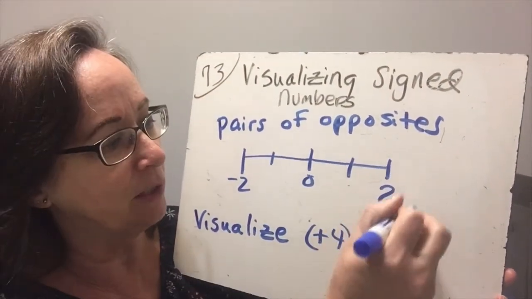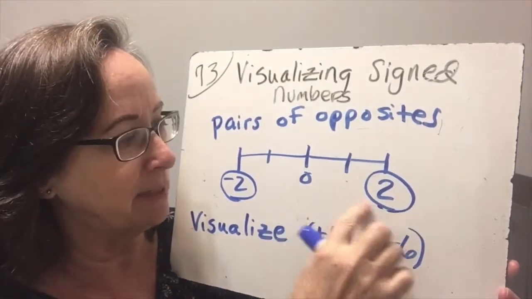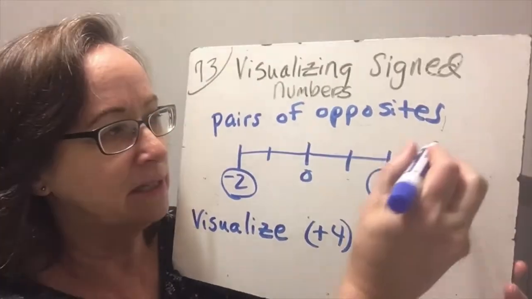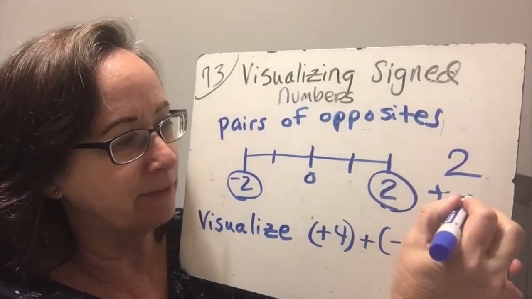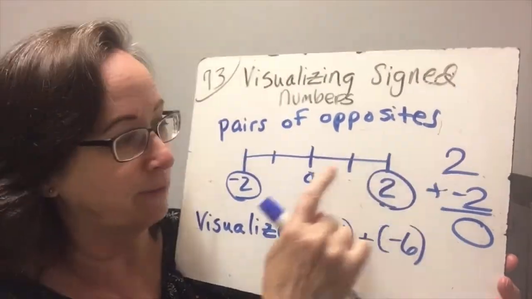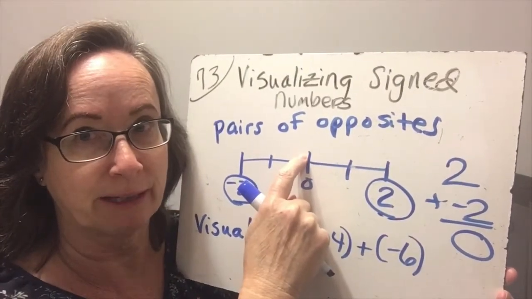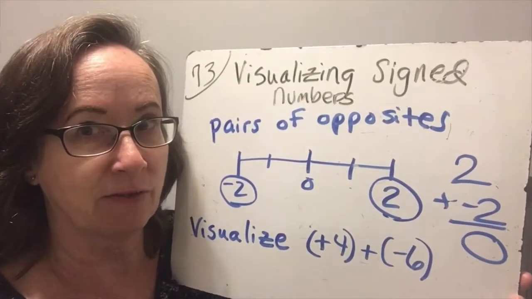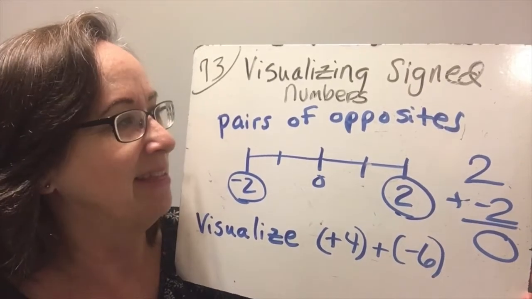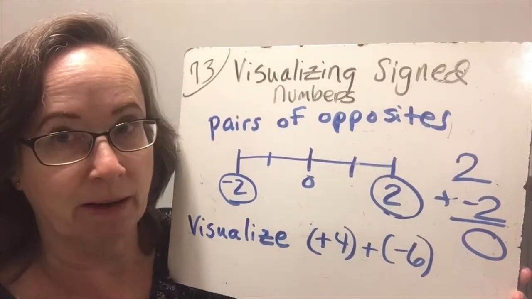So if I have 2 and -2, they are the same distance away from 0. And if I add them together, 2 plus a -2 is 0. If I took 2 steps this way, and then I took 2 steps back that way, don't I go to 0? And that's what 2 plus a -2 does. Anytime we have opposites, they have opposite signs and they are the same distance from 0.